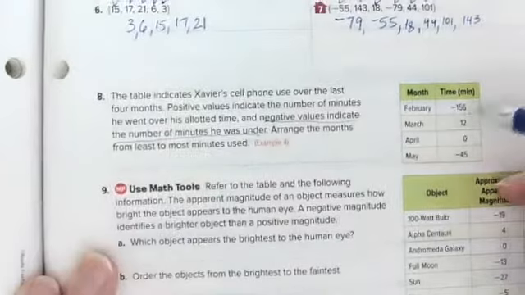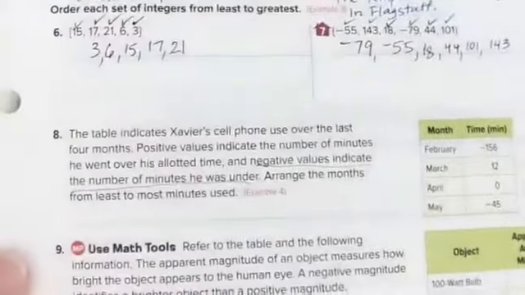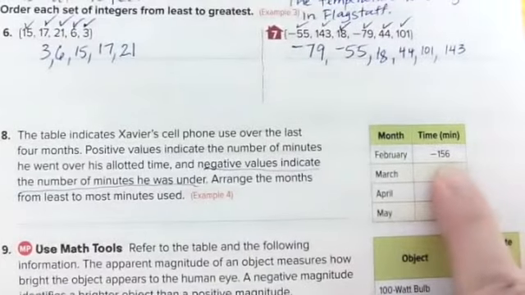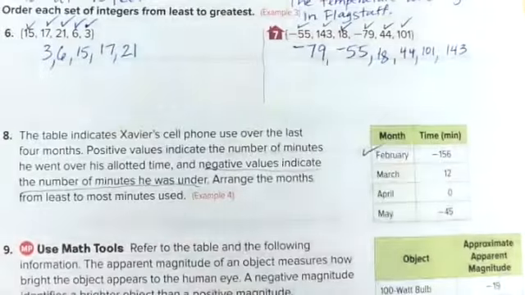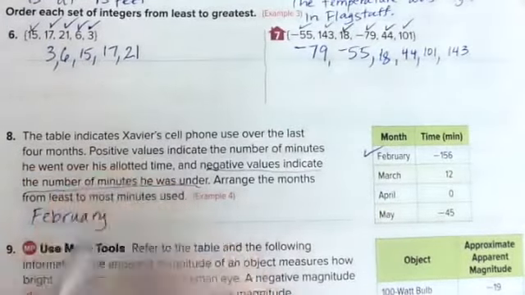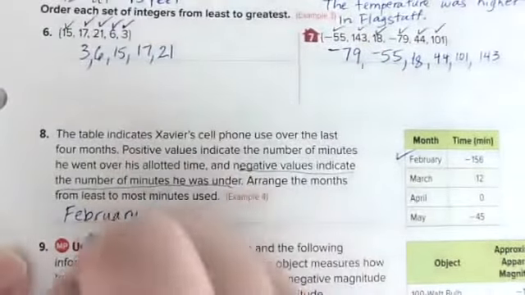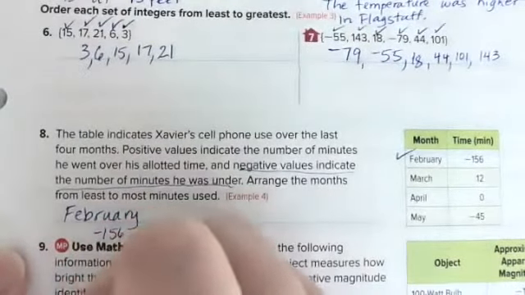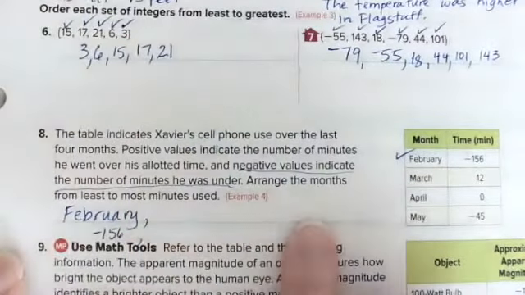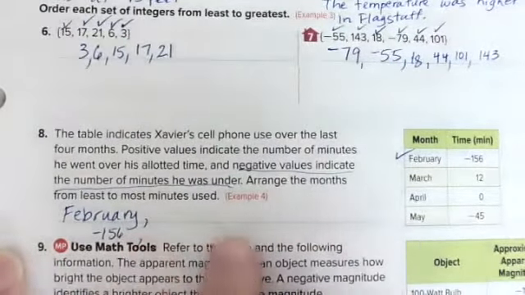So February is the least number of minutes used because he was under by 156 minutes. Okay, so it's negative 156. So February. And if you just want to have a way to double check, you can write that negative 156 because he still had 156 minutes left. The answer is the months, but I'm just putting the numbers underneath to prove it.